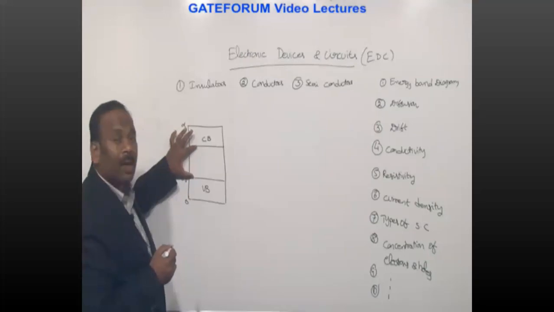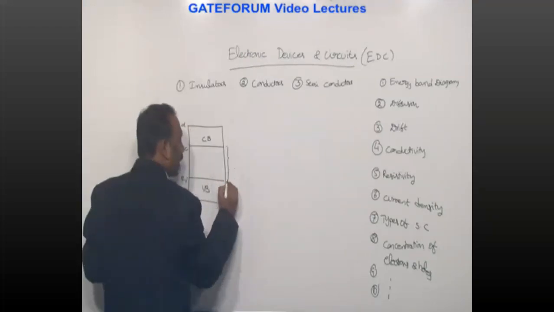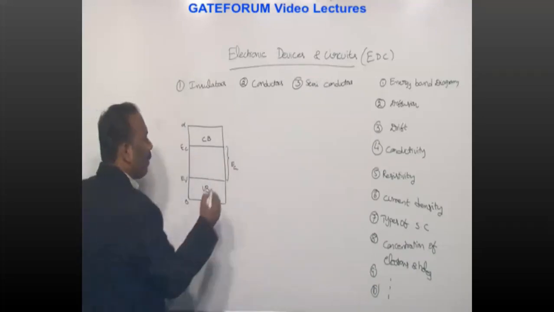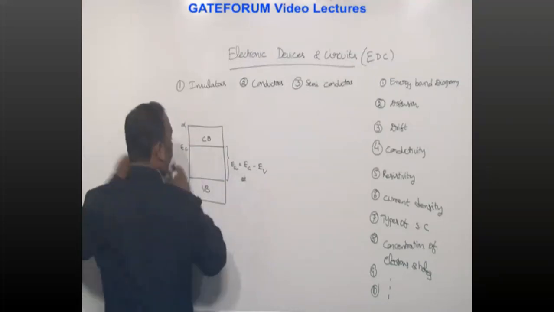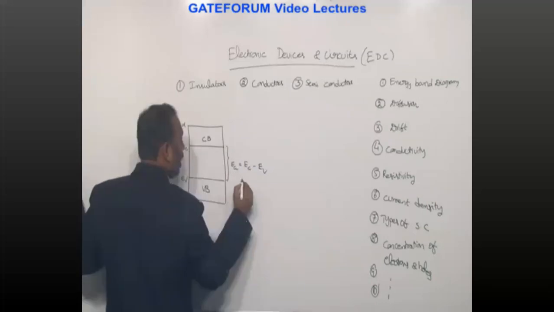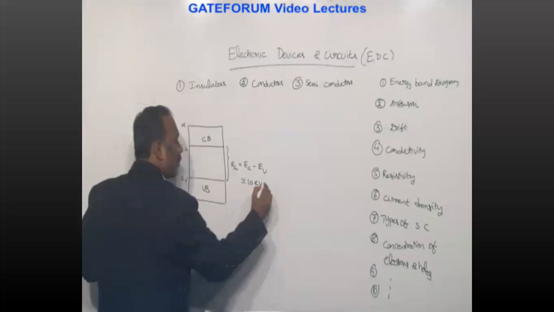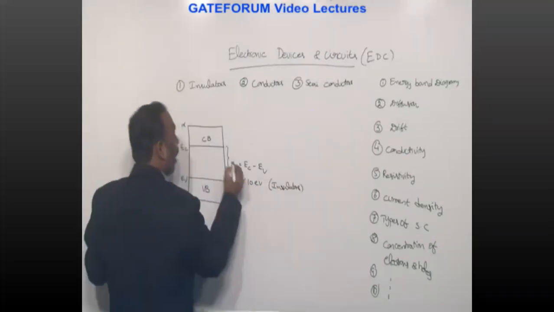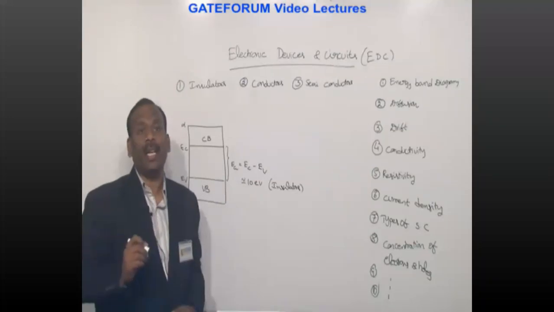This is called the forbidden energy gap and it is denoted as EG. What is the forbidden energy gap? That is equal to EC minus EV. If it is an insulator, the forbidden energy gap is approximately around 10 electron volts.